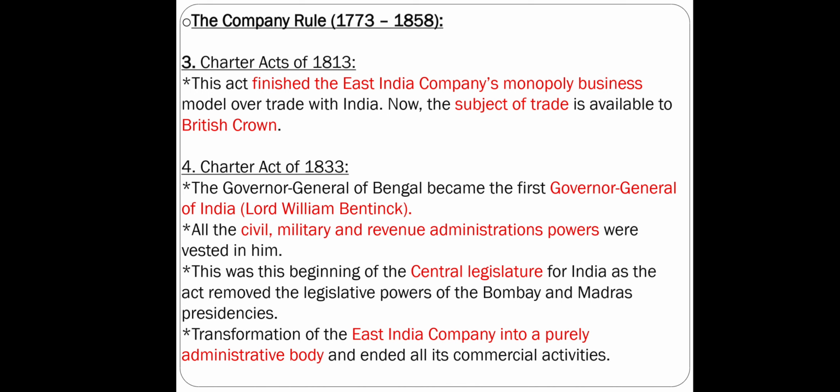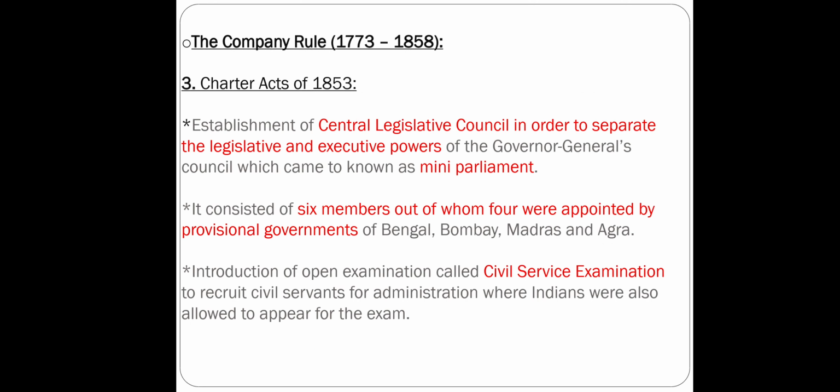And the power of legislation which was provided to the Bombay and Madras presidencies was removed, and now the supreme control was given to the Governor General of India. The East India Company was transformed into a purely administrative body and all its commercial activities ended. I hope you have understood these points and noted them.